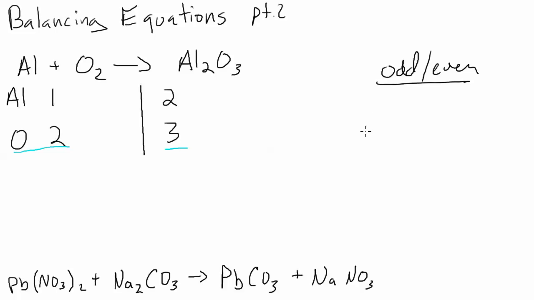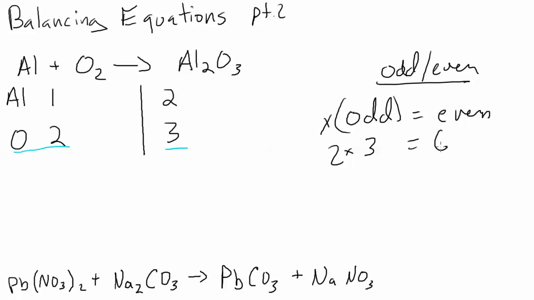Well, here's the interesting thing. You can take an odd number and multiply it by another number and get an even number. What? For example, if I take 3, which is an odd number, and multiply it by 2, I get 6, which is an even number. So you can do that. You can change an odd number into an even number.